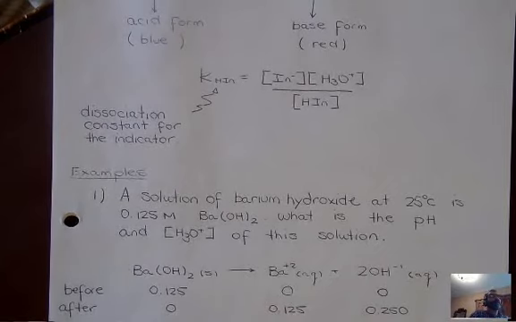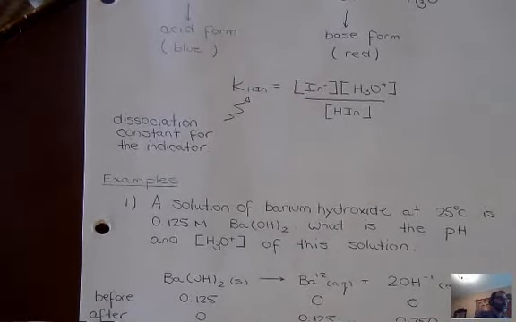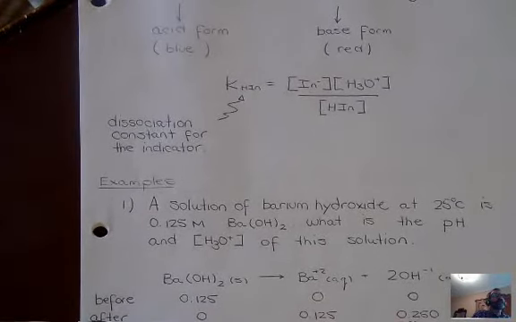Okay, so let's take the first example. Again, middle of page 15. A solution of barium hydroxide at 25 degrees is 0.125 molar in barium hydroxide. What is the pH and hydronium ion concentration of this solution?